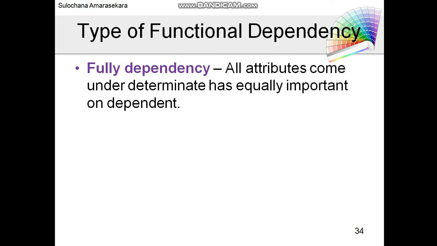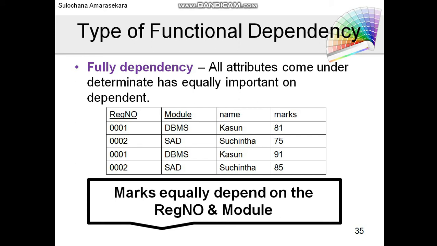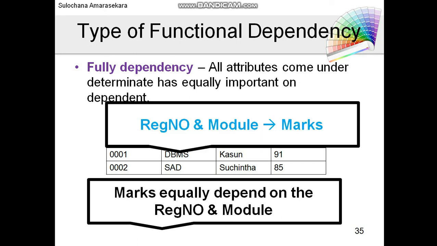Now we are going to consider functional dependency types. First, full dependency. If every attribute under the determinant has equal importance in obtaining the dependent, then that type of dependency is called a full functional dependency. Consider this example. To obtain the marks of a student, we need to consider their registration number as well as the module. Because of that, marks equally depend on registration number as well as the module. If we miss one attribute, it doesn't give the correct answer. That means marks fully depend on registration number and module.